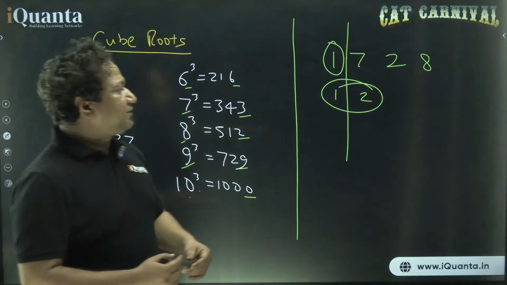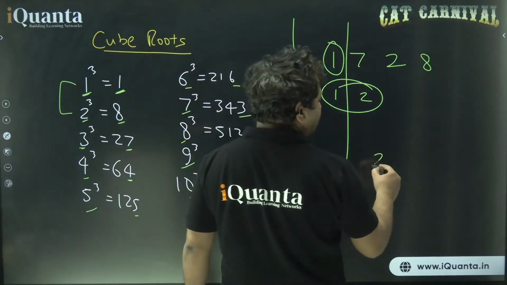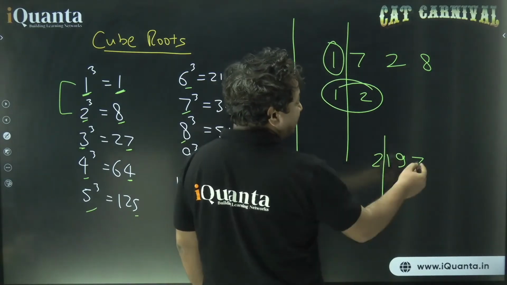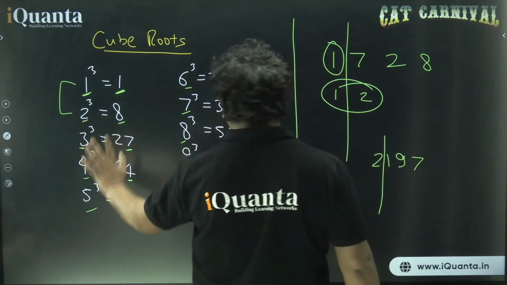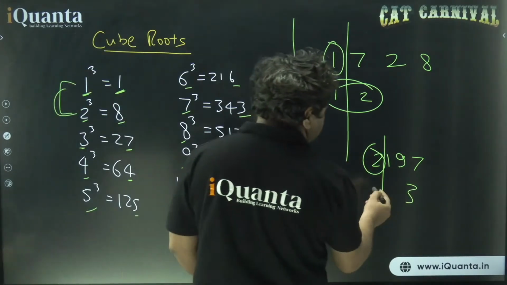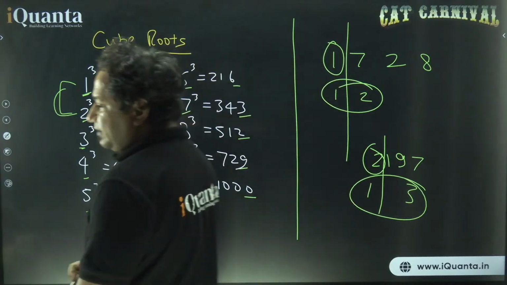Well, let's pick one more number, that is 2197. Let's count 1, 2, 3, put a line. It ends at 7, so the cube root must end at 3. This 2 lies between 1 cube and 2 cube. So we'll choose the smaller number, 1. The answer is 13. That's it. Done.